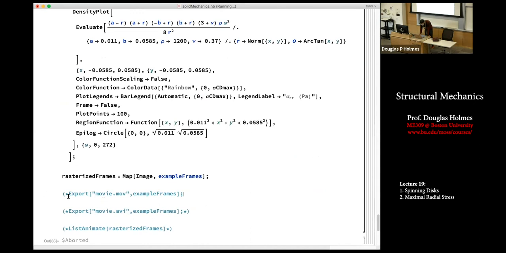Let's see if this works. Well, that might not. We'll see. I'll let that run for a minute.